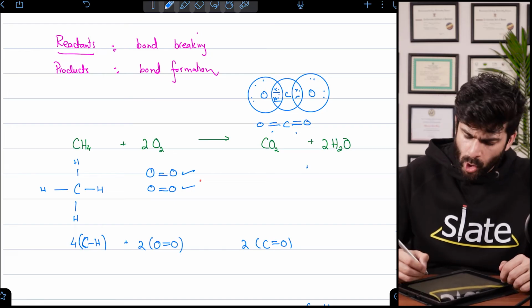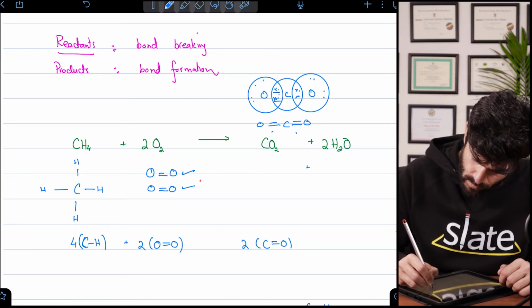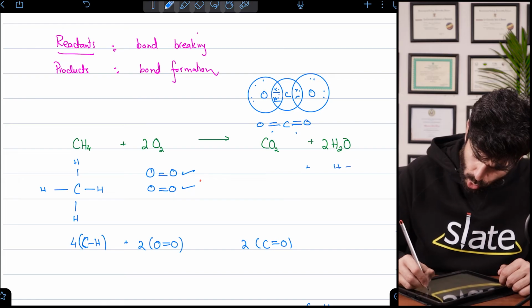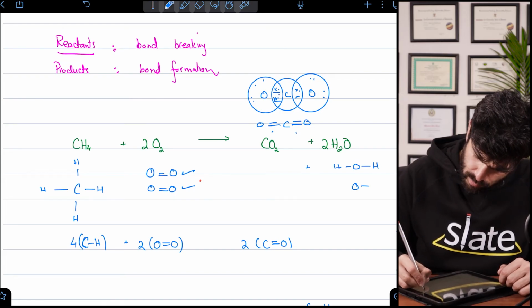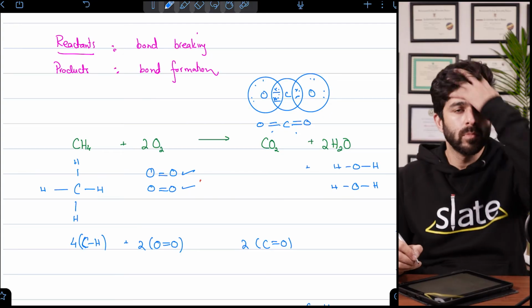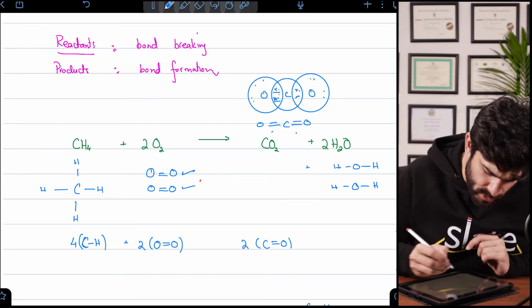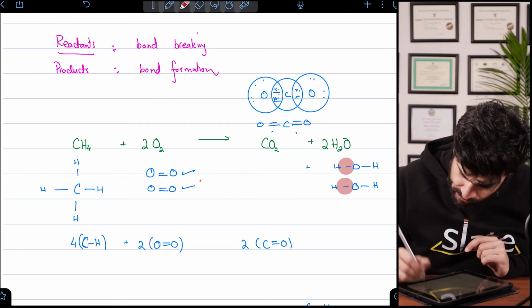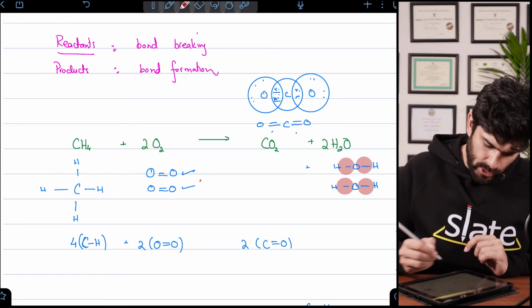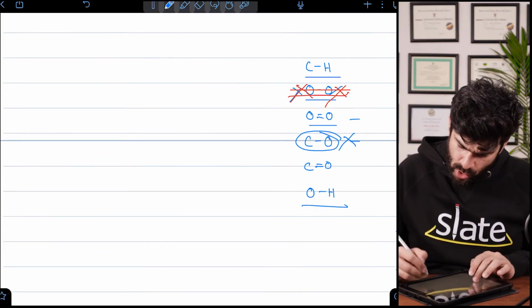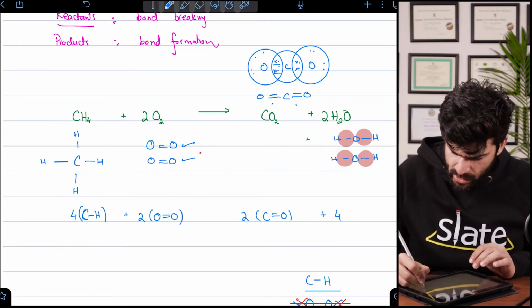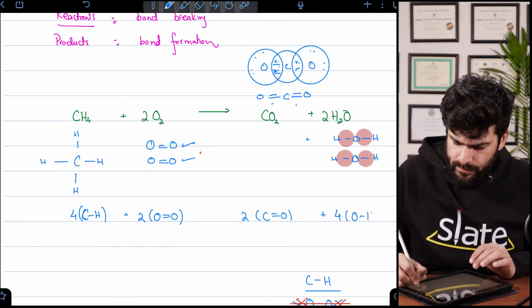Plus, let's look at water. H-O-H. So in this case, how many oxygen-hydrogen bonds do we see, students? 1, 2, 3, 4. So that is why this value will be multiplied by 4.